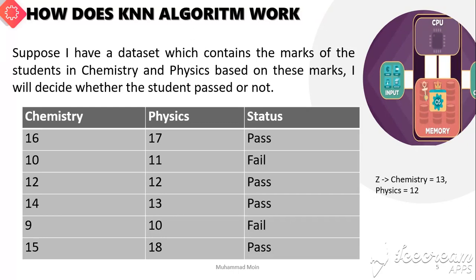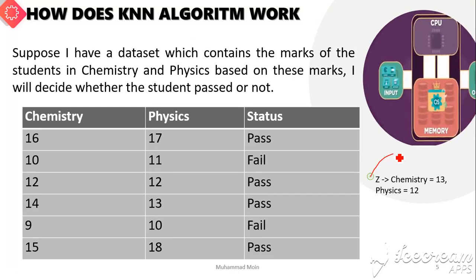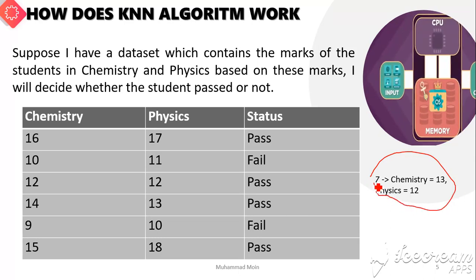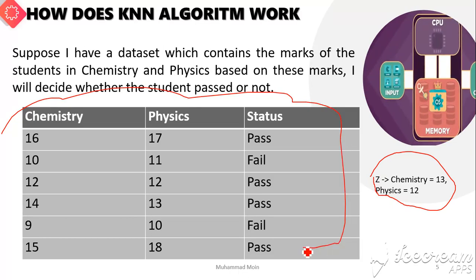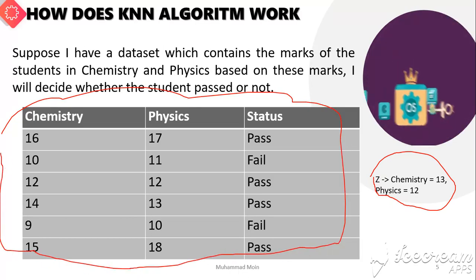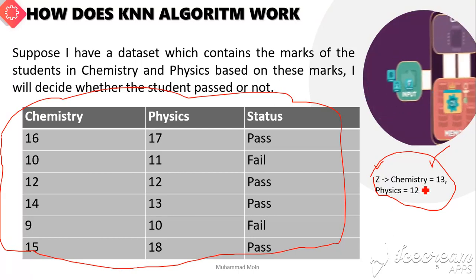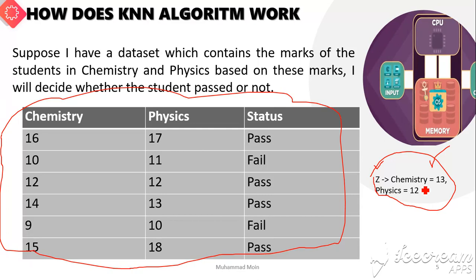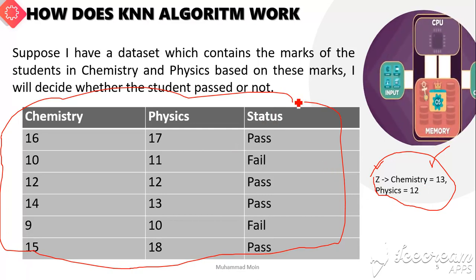So if I have data for a new student as seen here, based on this dataset which I have for training purposes, it must decide whether this student Z will pass or fail the course, or you can say whether that student has passed or failed. So based on this training dataset we have.